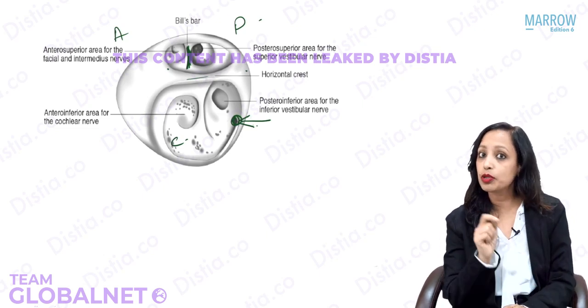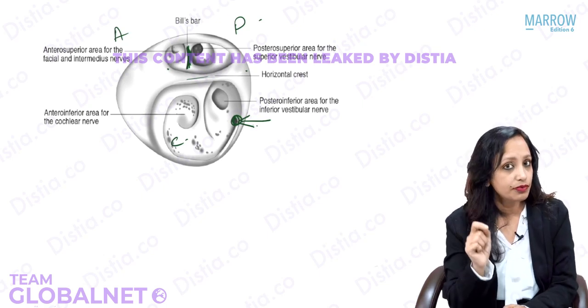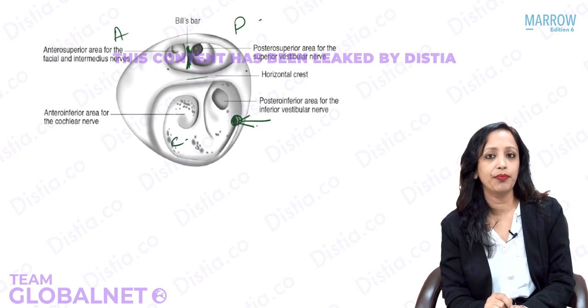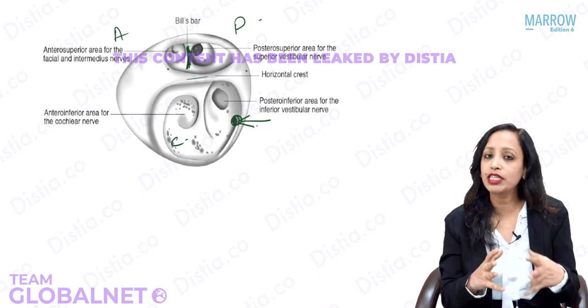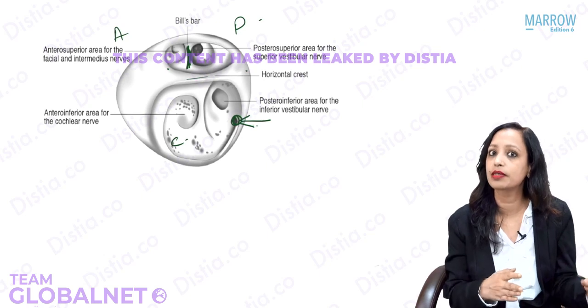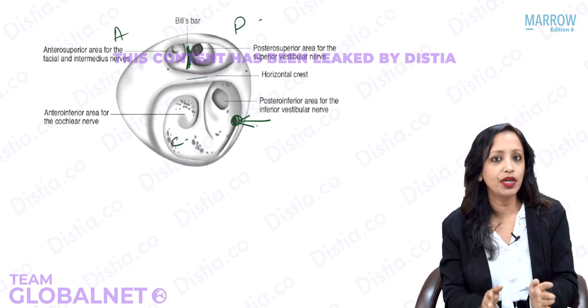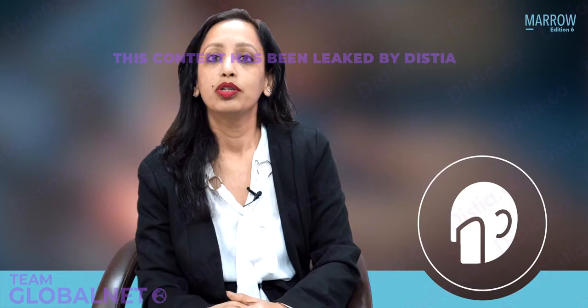Posterior semicircular canal. Posterior semicircular canal is involved most commonly in which condition? Yes, BPPV. Very good. The most common site of origin of acoustic neuroma is in the CP angle or in the internal acoustic meatus? In the meatus. From which nerve? Yes, most commonly from the inferior vestibular nerve.